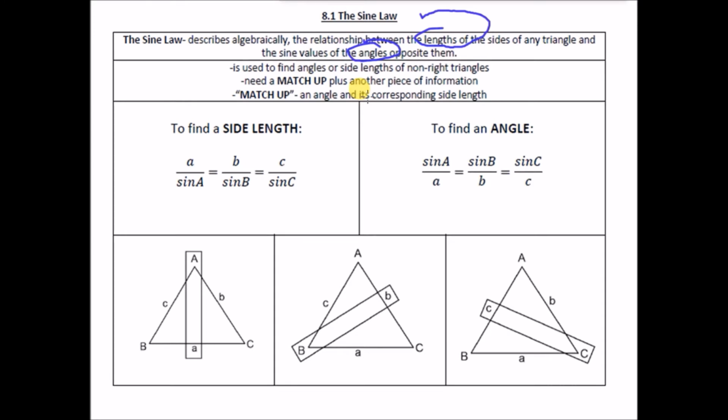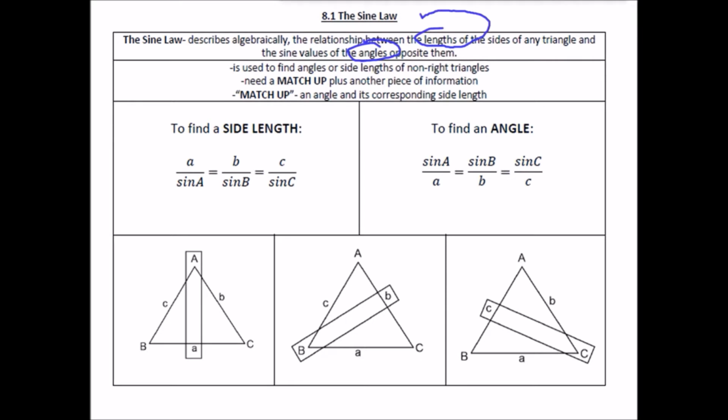Chapter 7 was all right triangles. We used SOHCAHTOA and Pythagorean's theorem. And now we're going to move into non-right triangles. I call it a matchup, and what we need is a matchup plus another piece of information in order to use the sine law. A matchup is simply an angle and its corresponding side length.